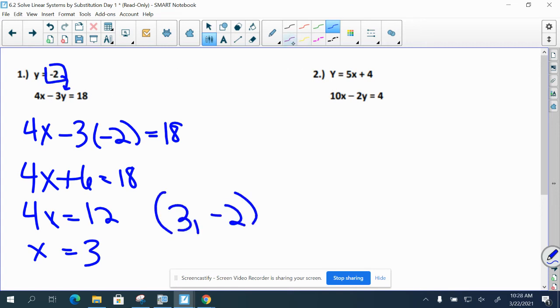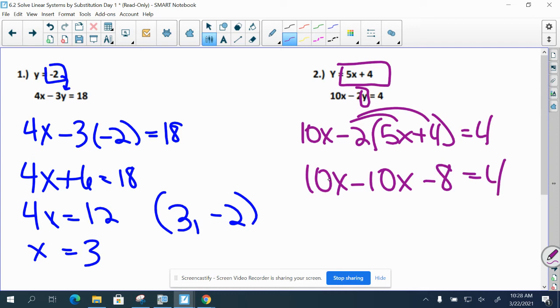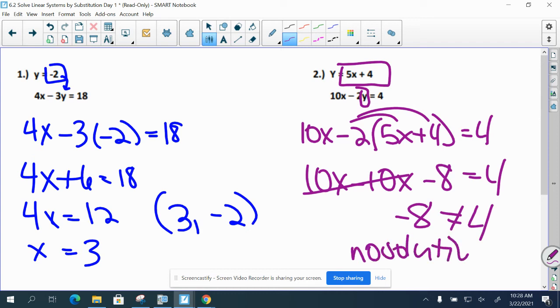All right, in this one, your y is already solved for, so I'm going to replace 5x plus 4 with y in the other equation. So 10x minus 2, parentheses, 5x plus 4 equals 4. So do you see how it became 2 variables, and now it's just 1 variable? That's the purpose. Distribute negative 2, so 10x minus 10x, and then minus 8 equals 4. 10x cancels, negative 8 does not equal 4, so this would be no solution. Parallel lines.